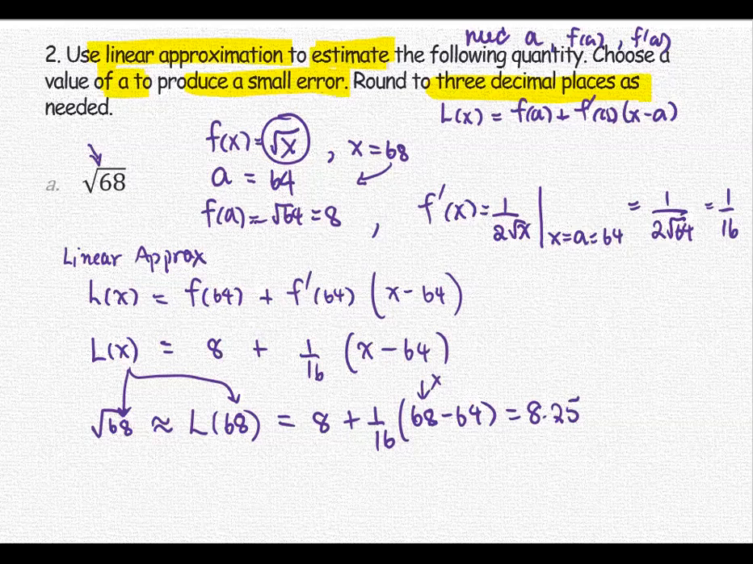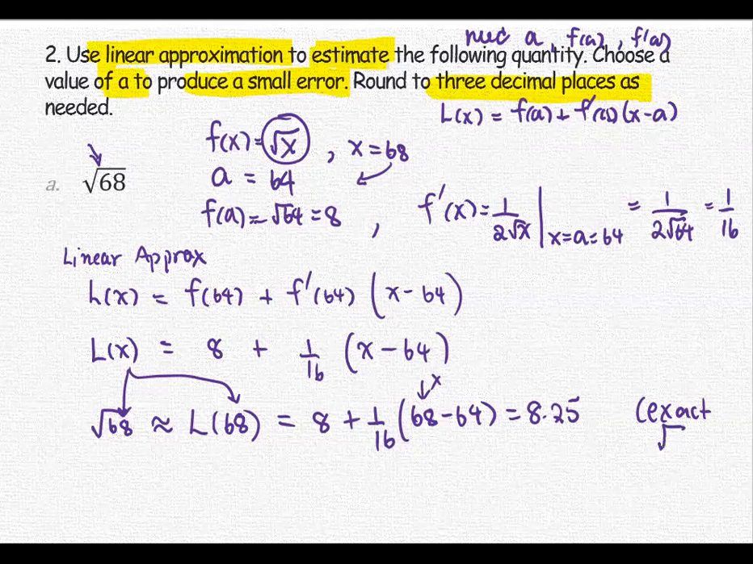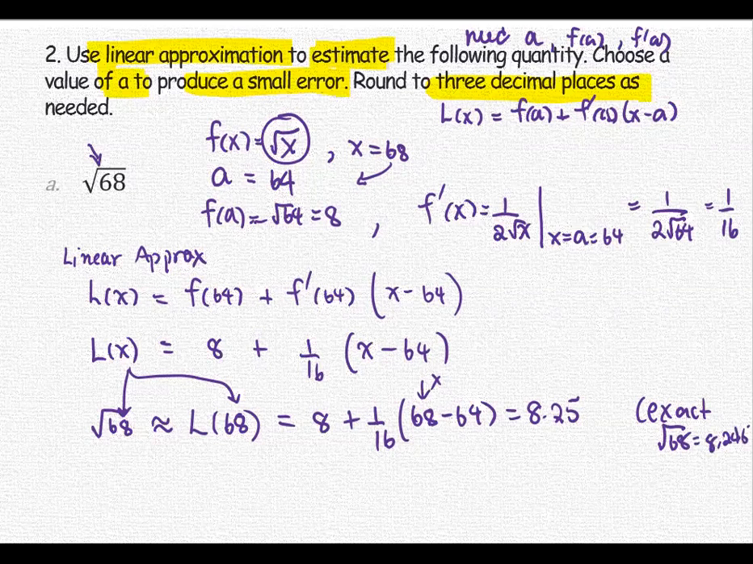Okay, this is the approximate value. Just to check whether we are in the right direction or not, find the square root of 68, and it should come out very close. The square root of 68 is 8.2462 something. So that's pretty good. That's a close number, 8.25 and 8.246 and so forth. So we complete the test here.